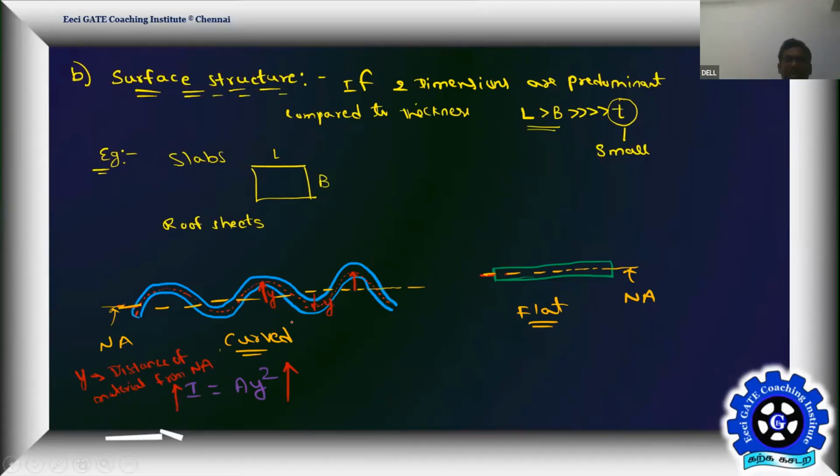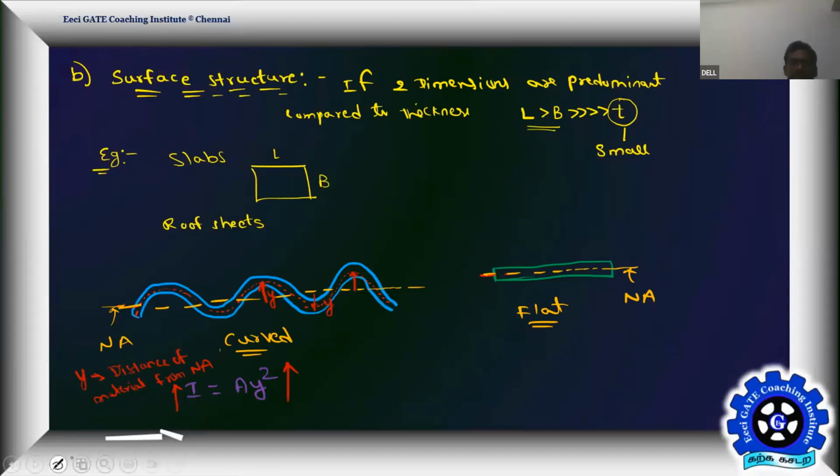So that is exactly what happens in the case of curved roofs. In curved roofs, since the material is distributed far away from the neutral axis, the moment of inertia increases. If the moment of inertia increases, what would happen? What is the advantage of having more moment of inertia? Can you please guess something?